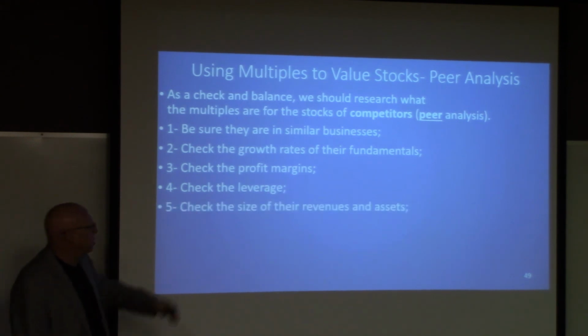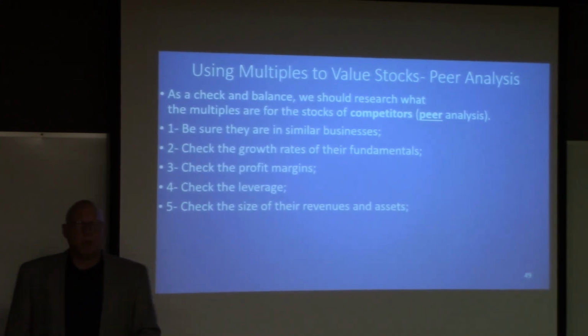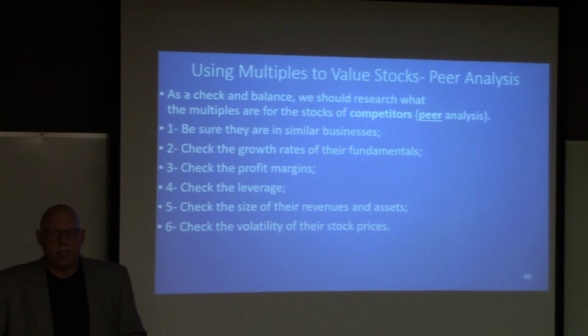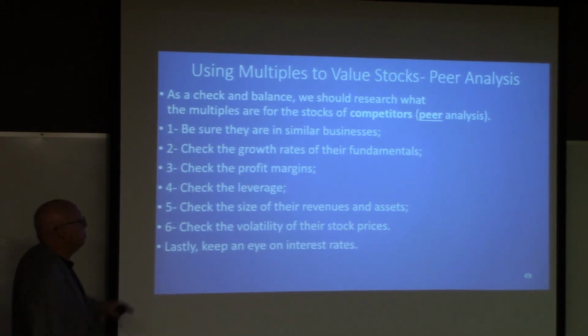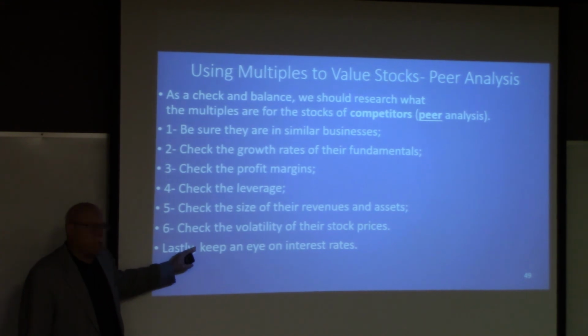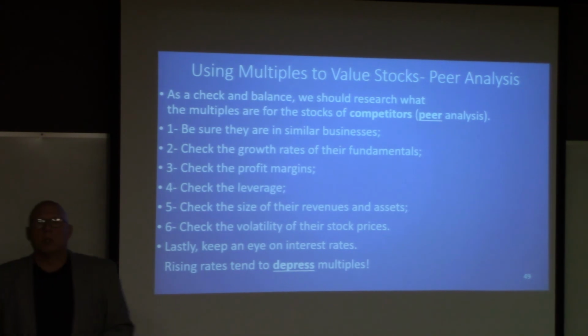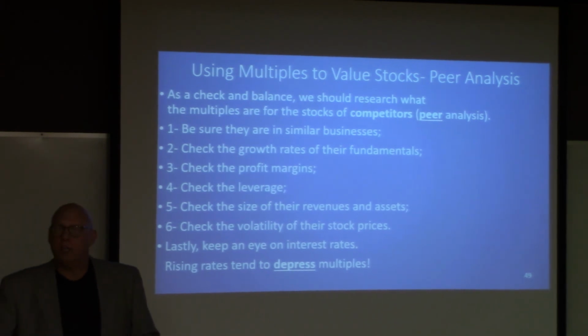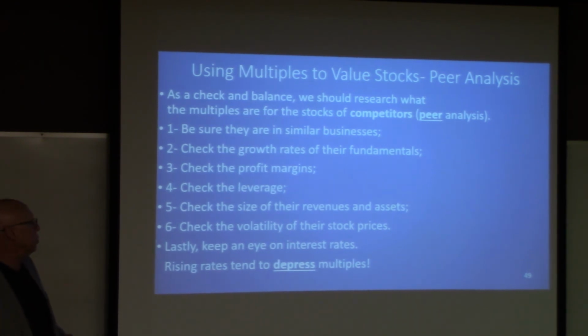Check the size of the company. If one company is much larger than another company, that probably will affect their growth rate. And then lastly, check on the volatility of their stock prices. If one company has a much more volatile stock, guess what? Their multiples are probably going to be lower. Lastly, keep an eye on interest rates. When you're looking at peer analysis and trend analysis, if interest rates are going up, then your multiples will go down unless your growth rates accelerate. So watch interest rates very, very closely.